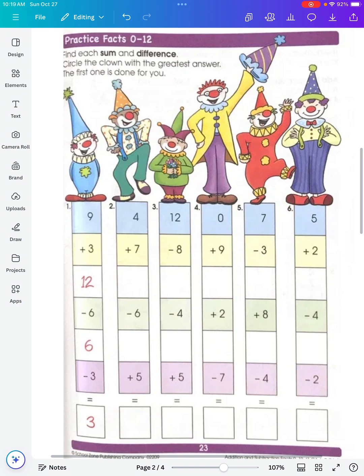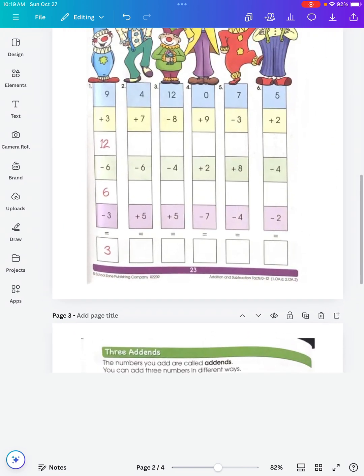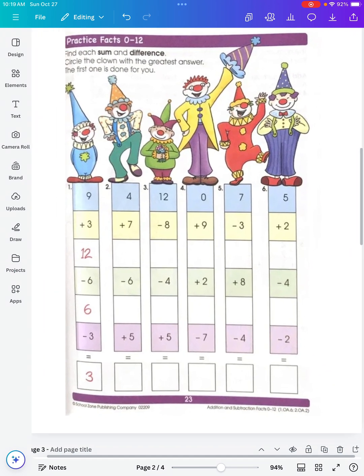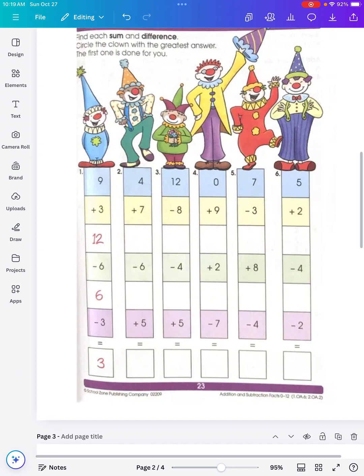Practice facts of 0 through 12. Find each sum and difference. Circle the clown with the greatest answer. The first one is done for you. So we can do this whole entire page since we need to circle the clown with the greatest answer. Okay, so let's look at what we're doing here at question number 1.